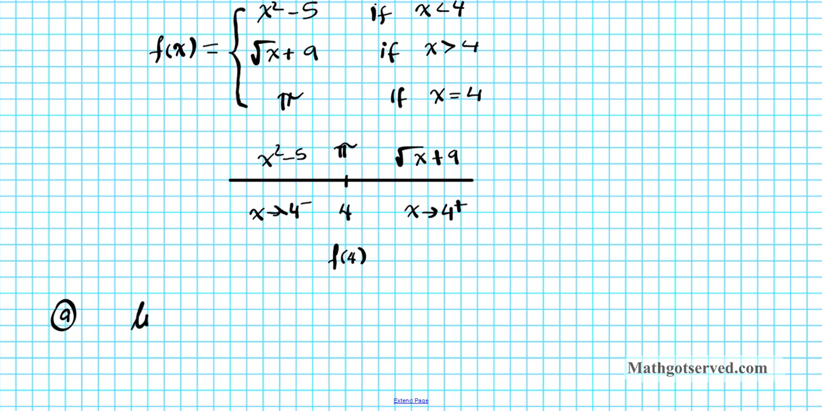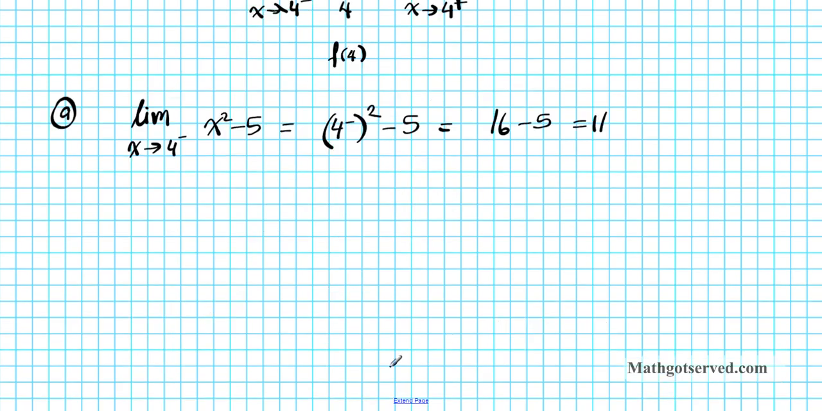Okay, so let's find the left hand limit first. Limit as x approaches 4 from the left. We're going to be using the function that's active on that interval, which is x squared minus 5. So plug in 4 from the left, square minus 5. That's the same thing as 16 minus 5. Directionality is not really relevant here. So 16 minus 5 is 11.